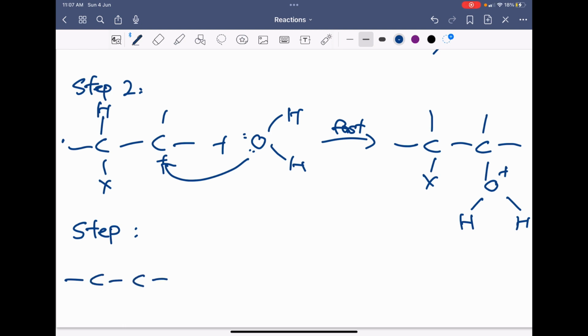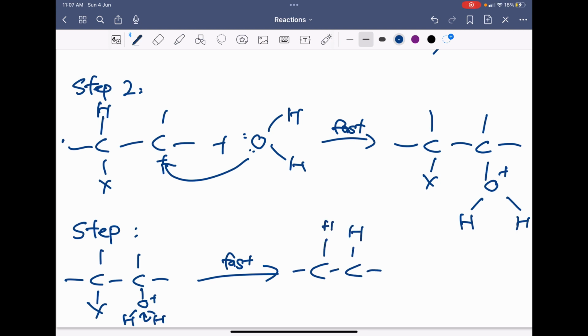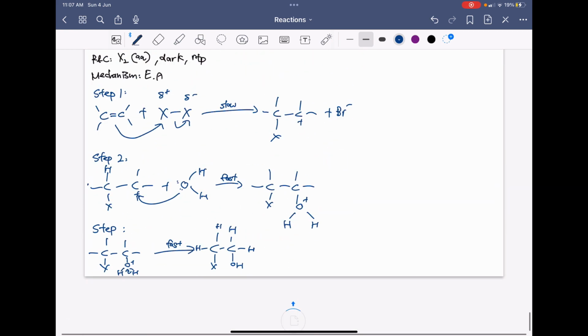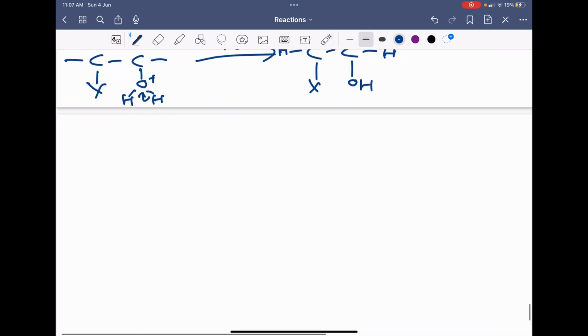So, then we lose the proton, okay? So this goes back here and it's the first step. Now, we have our final product. So now we have gone through all the electrophilic addition reactions. A very important one to note now is oxidation.